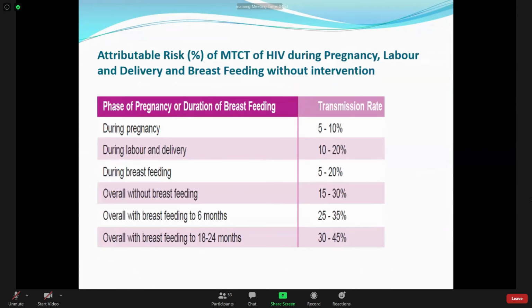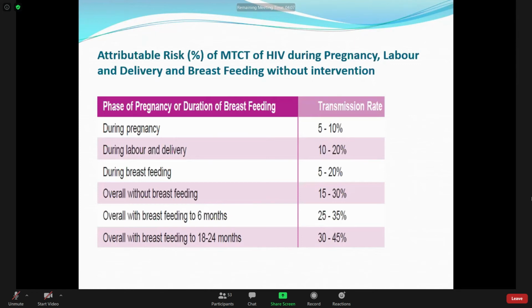During pregnancy, the risk of transmission is 5 to 10%. During labor and delivery, the risk of transmission is 10 to 20%. During breastfeeding, 5 to 20%. Overall, without breastfeeding, that is during pregnancy, labor, and delivery, the risk of transmission is 15 to 30%.